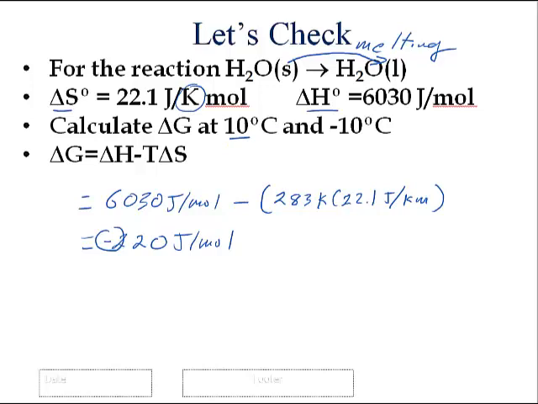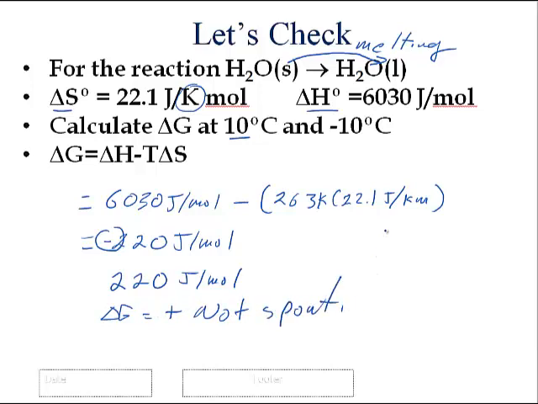Now let's go ahead and do the other one. I'm just going to erase a number here to make it easier for myself, because the only thing that has to change is this number right here, because negative 10 degrees Celsius is, of course, 263 Kelvin. And so when I multiply the number out right there, I get, interestingly enough, a positive 220 joules per mole. And so since delta G is positive, it's not spontaneous.